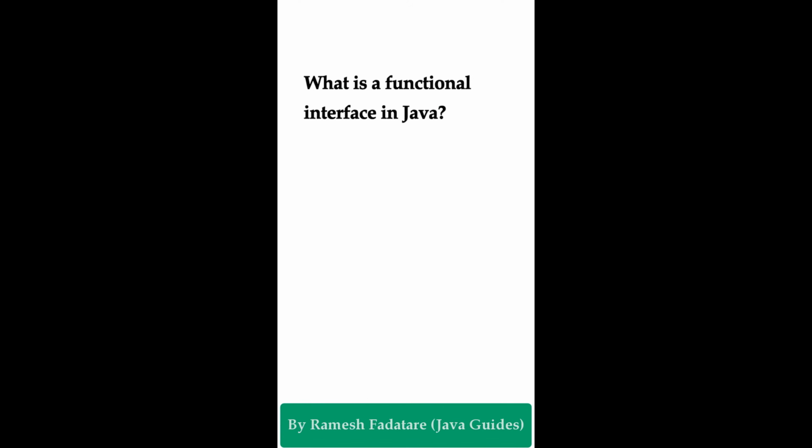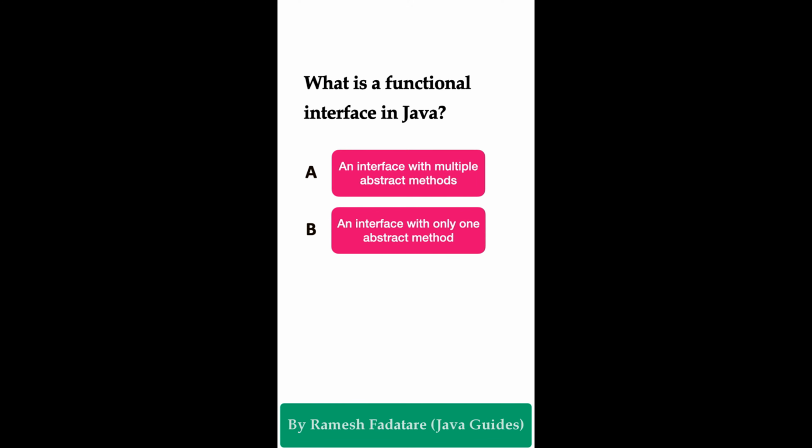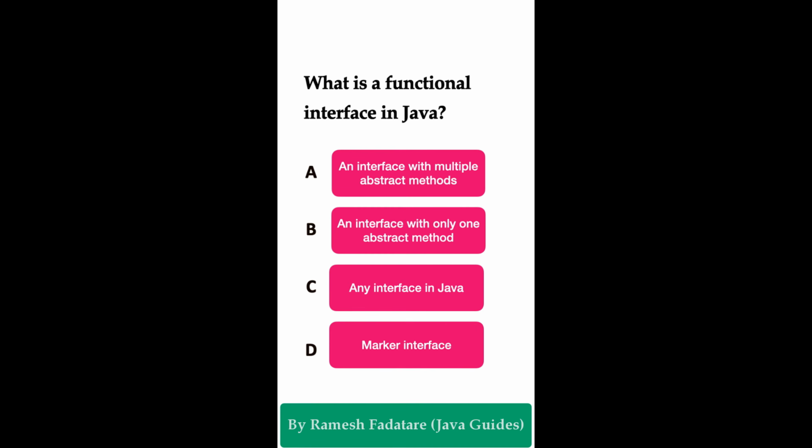What is a functional interface in Java? Option A, an interface with multiple abstract methods. Option B, an interface with only one abstract method. Option C, any interface in Java. Option D, marker interface. Well, you have 5 seconds to answer this question.